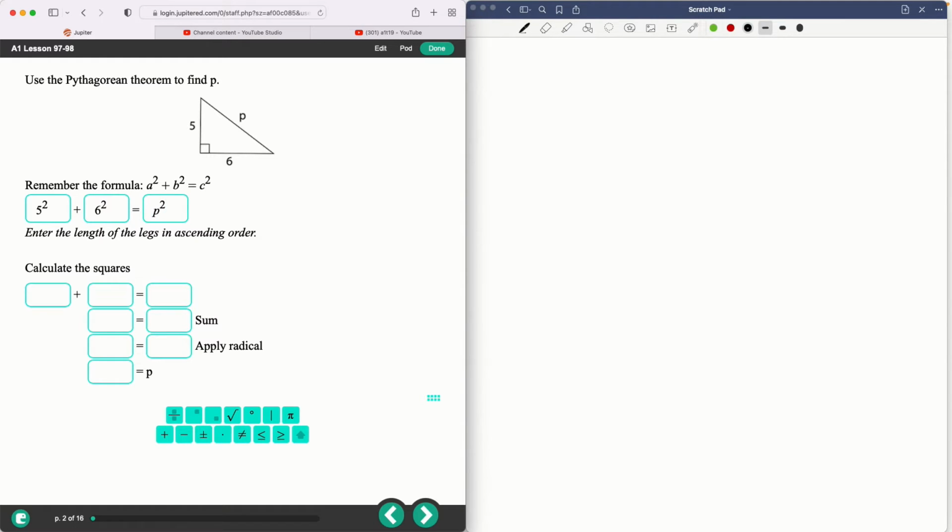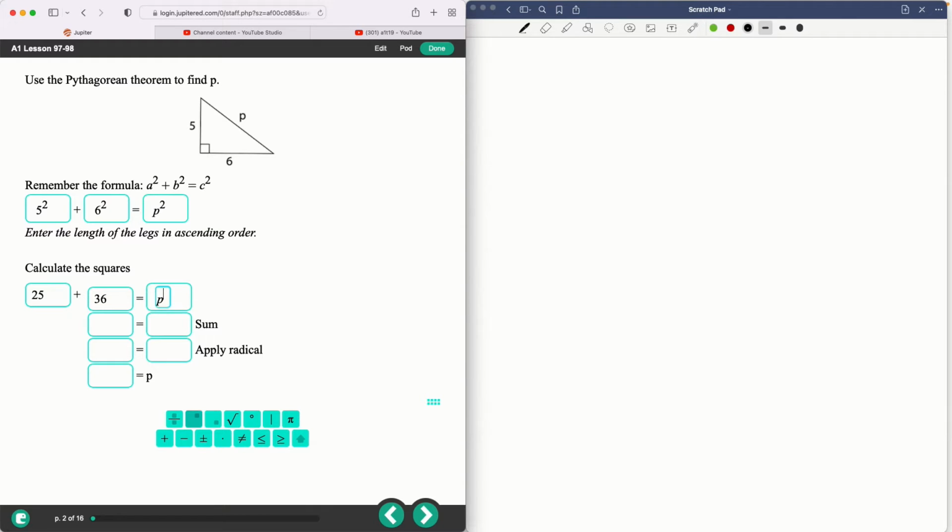All right. So now we're going to calculate the squares. 5 times 5 is 25. 6 times 6 is 36. And we still have p squared. We can't really calculate it because we don't know what that is. 25 plus 36 is going to be 61. We still have p squared over here. We can't do anything with it yet.